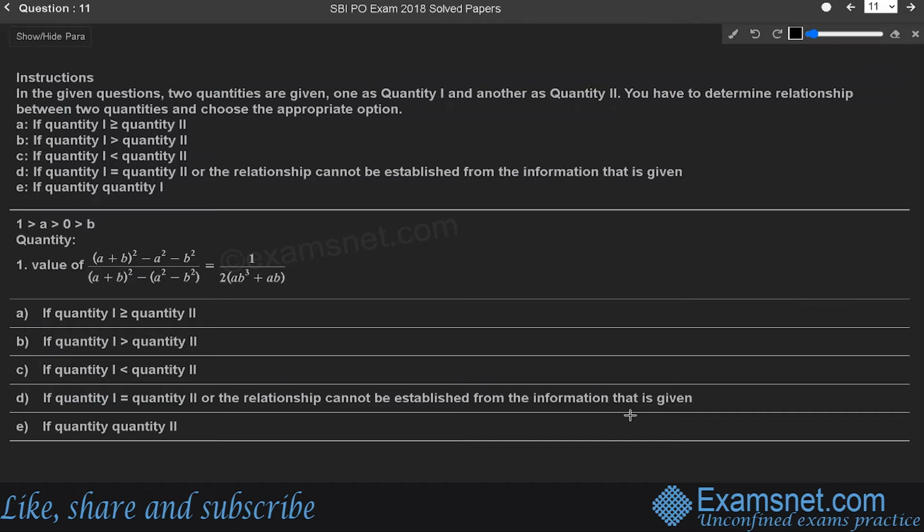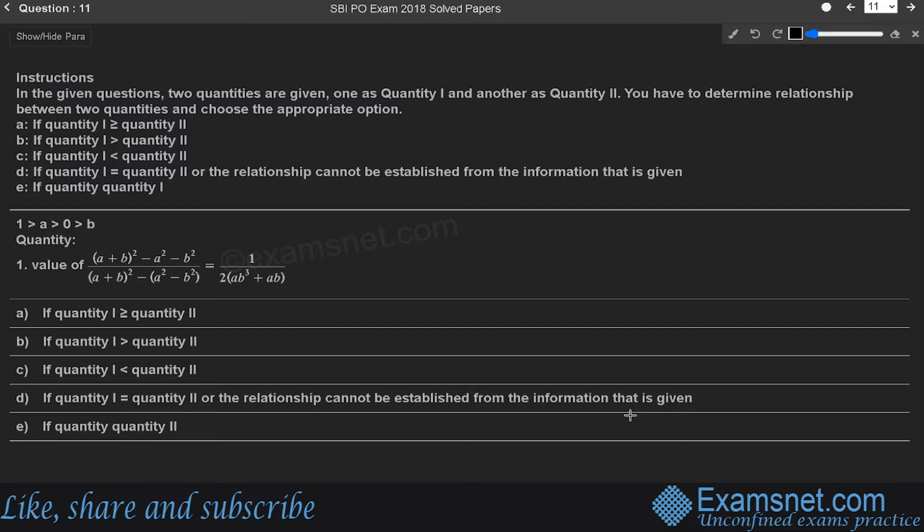Next question is, in the given question, two quantities are given. One is quantity 1 and another is quantity 2. You have to determine the relationship between the two quantities and choose the appropriate option. So the question here is 1 is greater than A is greater than 0 and 0 is greater than B. Quantity 1: ((A plus B) whole square minus A square minus B square) divided by ((A plus B) whole square minus A square minus B square). Quantity 2: 1 upon 2 into AB cube plus AB.